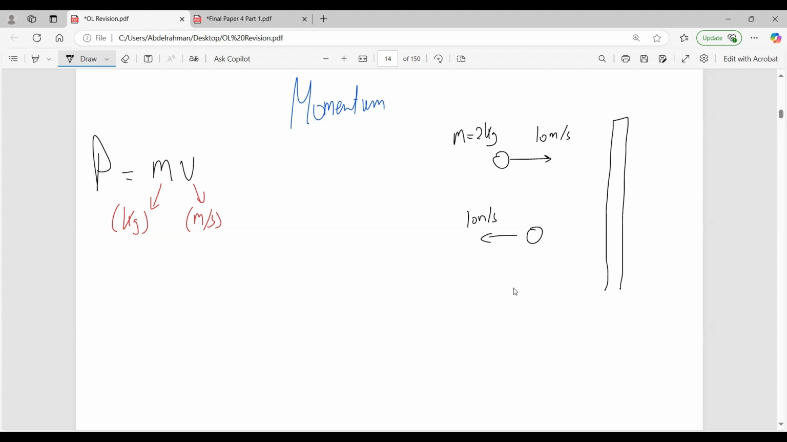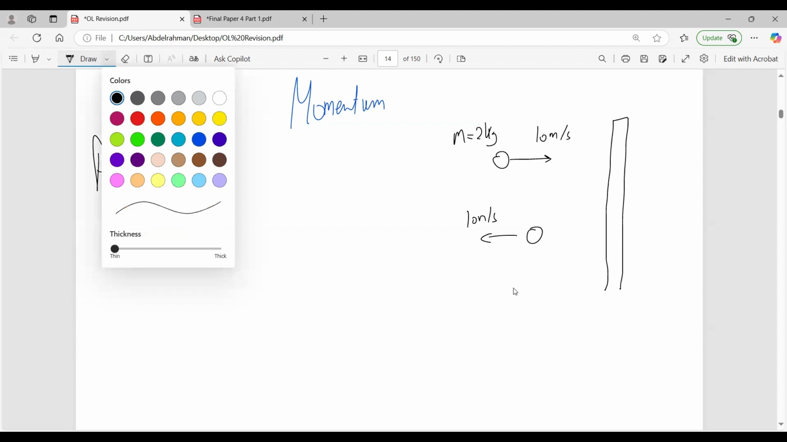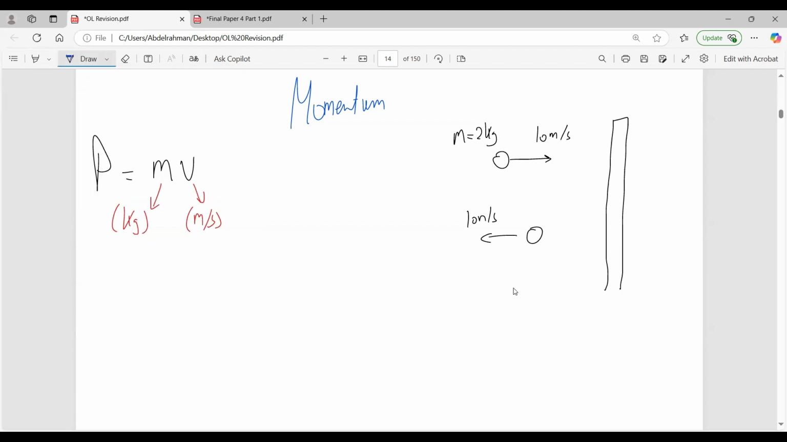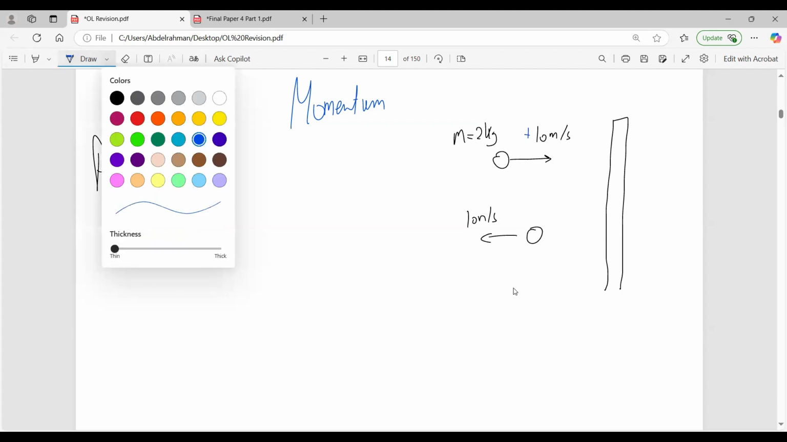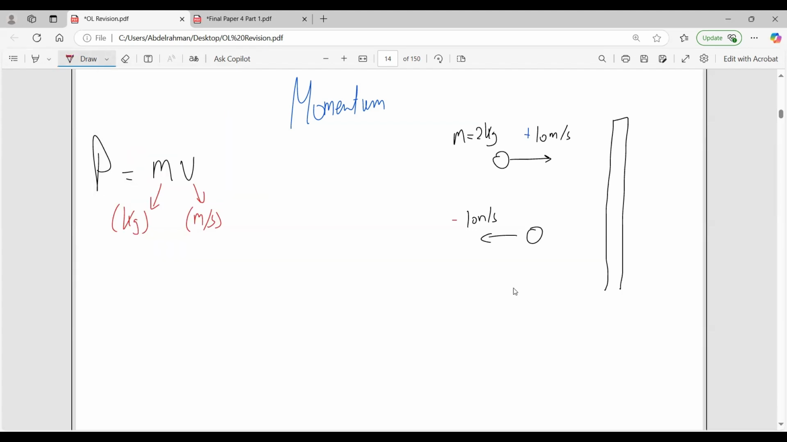Whenever you change the direction, the momentum changes. It could be the same value, but one of them is positive and the other one is negative. If you're moving to the right, you have a positive velocity. If you're moving to the left, you have a negative velocity.